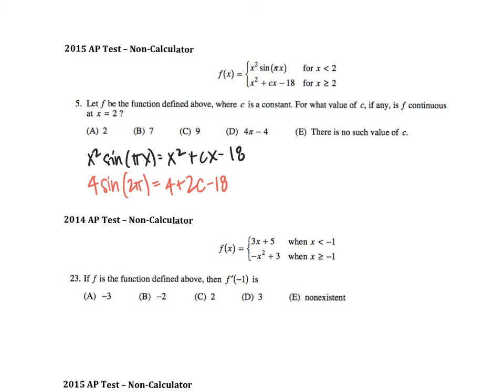And they said we got to solve for c. Well, the sine at 2 pi, the unit circle is 0. So I'd have 0 equals negative 14 plus 2c. Move my 14 over and I'll get c is 7.